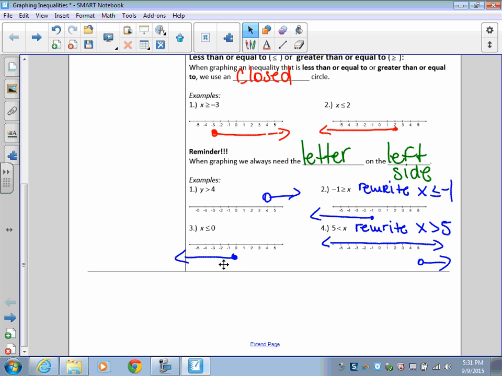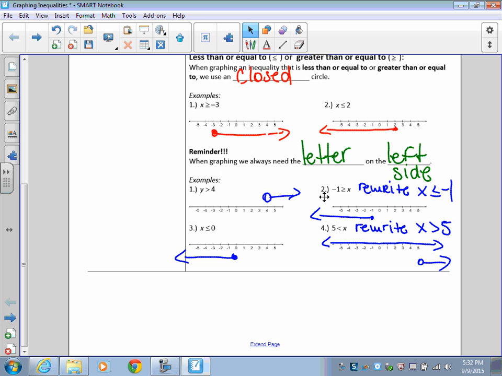Remember, when we're dealing with our number line, the numbers to the right of 0 are greater than, which means they are large. The numbers to the left of 0 are negative numbers. They're less than, which means they're small. Positive numbers are large. Negative numbers are small.